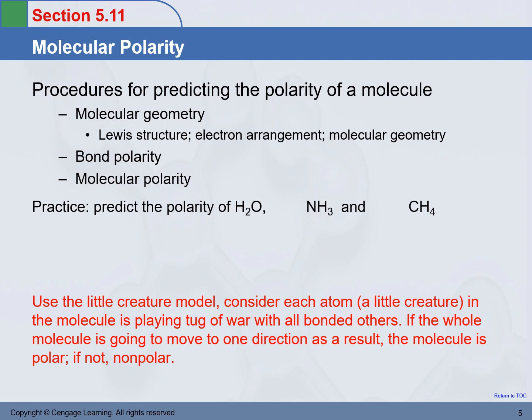Predict polarity: water, ammonia, methane. Water, Lewis structure. This is not a molecular geometry. Ammonia. Again, these are the Lewis structures, not a molecular geometry. We need to predict the molecular geometry.